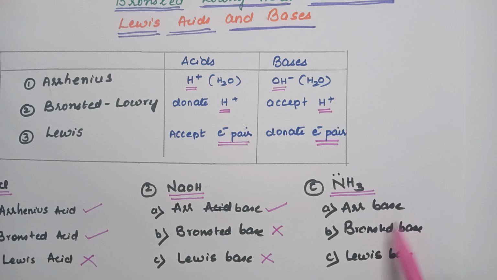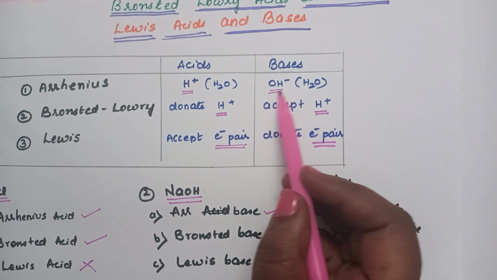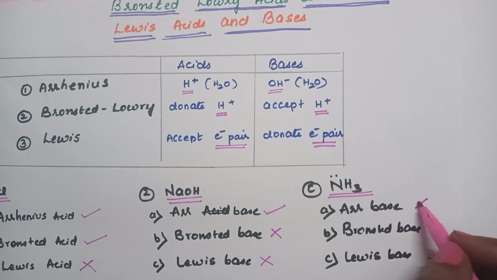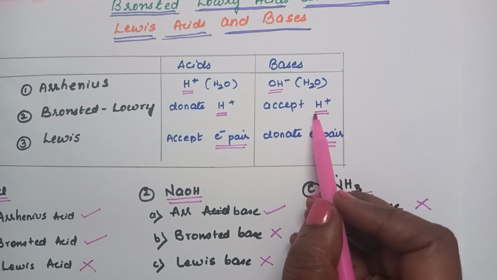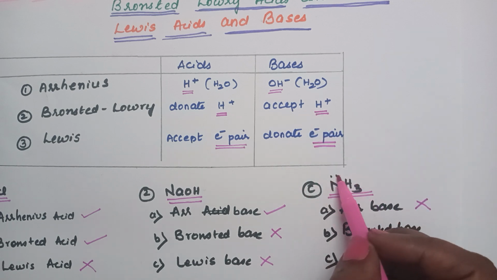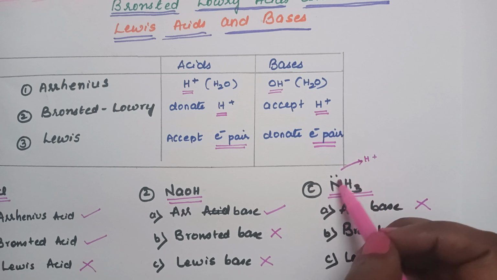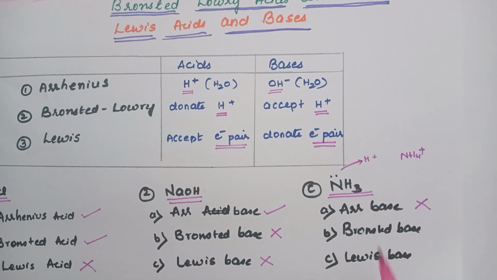Whether it is an Arrhenius base, Bronsted base or Lewis base. First is Arrhenius base. Arrhenius base means that when it dissolves in water, it should produce OH minus ion. Here you can see in ammonia there is no OH minus ion, there is no oxygen at all. Therefore, this is not an Arrhenius base. Coming to Bronsted base, it should accept H plus ion. Students, here you can see there is a lone pair of electrons. Therefore, if there is H plus ion, it will be taken by this lone pair of electrons and it will form NH4 plus ion. Therefore, it can accept a proton.